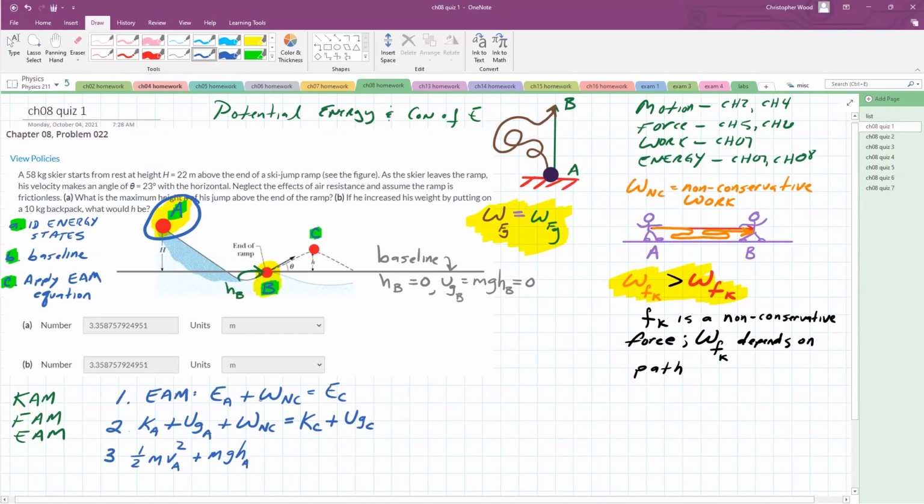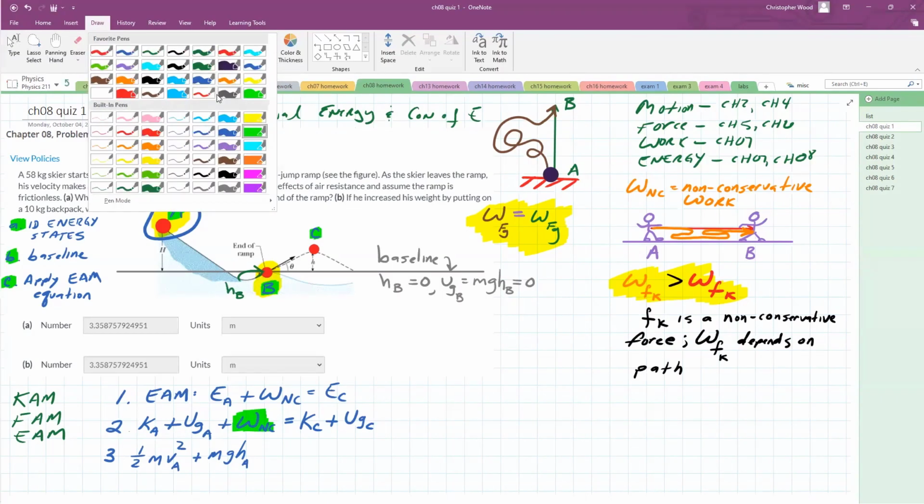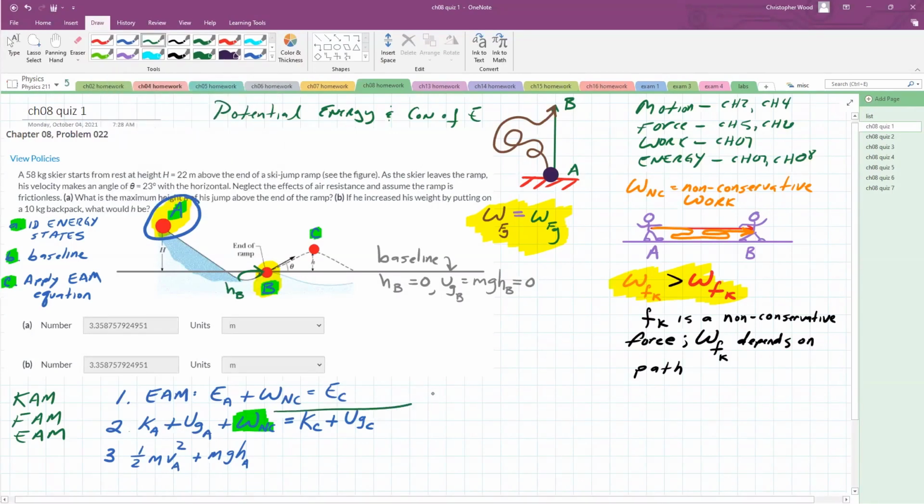Non-conservative work. So you would read this term, non-conservative work, as the amount of work that happens from A to B, or in this case, A to C, because I'm going from A to C. I'm skipping B. All right. So again, this is non-conservative work occurring between energy state A and energy state C, because I get to select any two energy states. The energy is going to be conserved between energy state A and C.